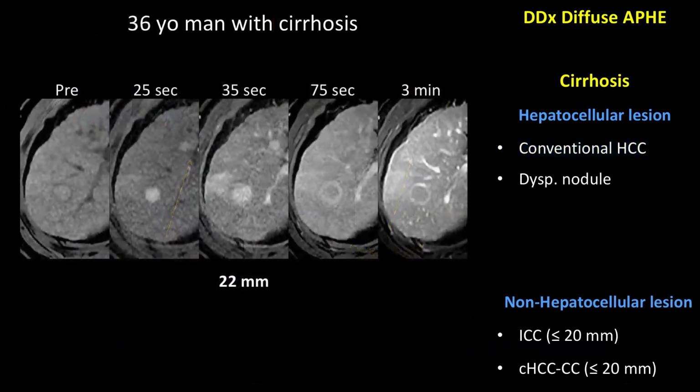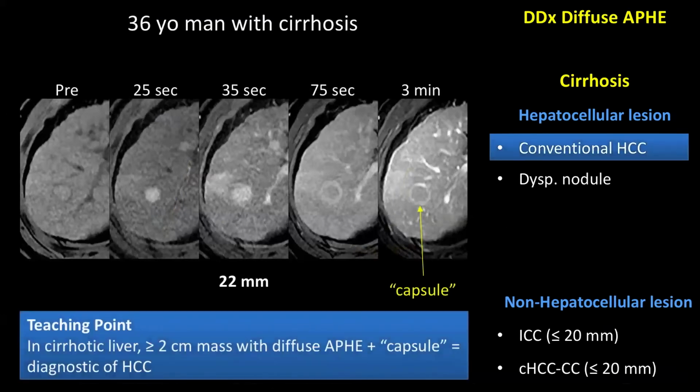of HCC. And here is a 22-year-old, 22 millimeter mass in the liver. And this mass also has diffuse APHE, but this mass has something else on the delayed images. It has an enhancing capsule. Enhancing capsule is not quite as good of a feature for HCC as washout, so we require a larger size. So the teaching point is that in the cirrhotic liver, a 2-centimeter mass with diffuse APHE and capsule is diagnostic of HCC, but if it had washout, it would only need to be a centimeter to make the diagnosis.